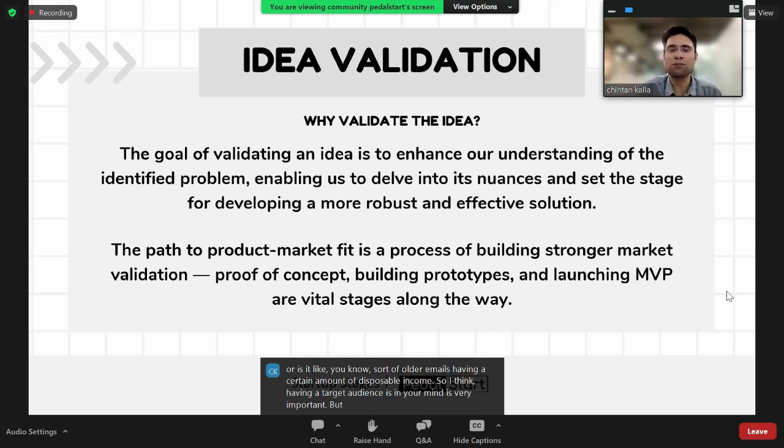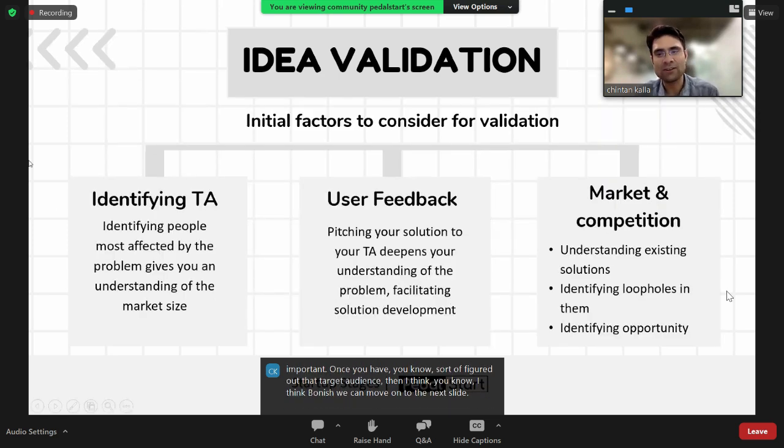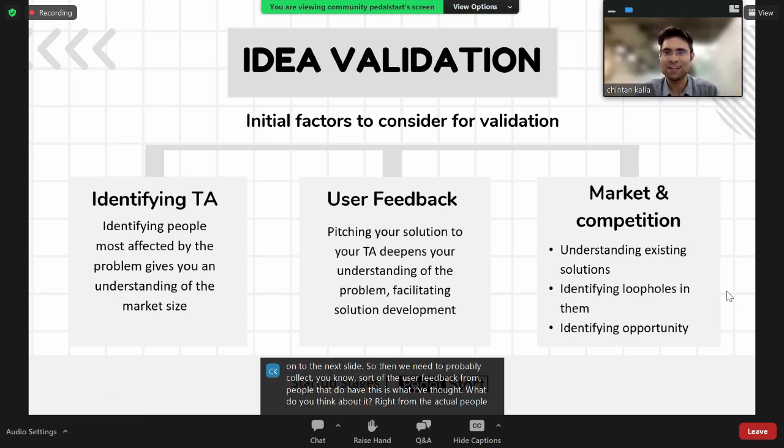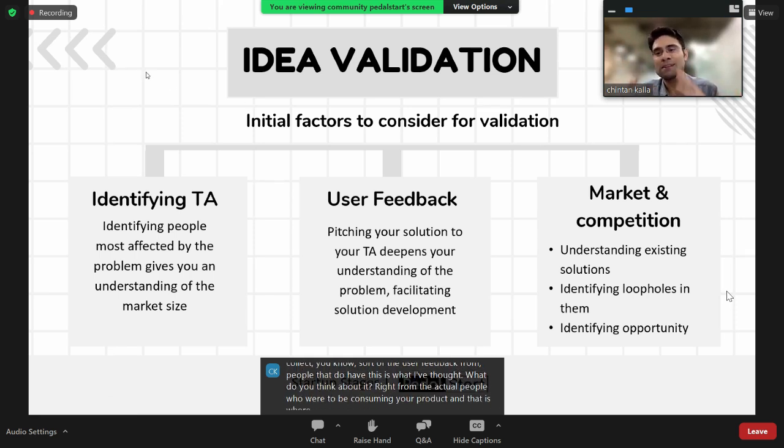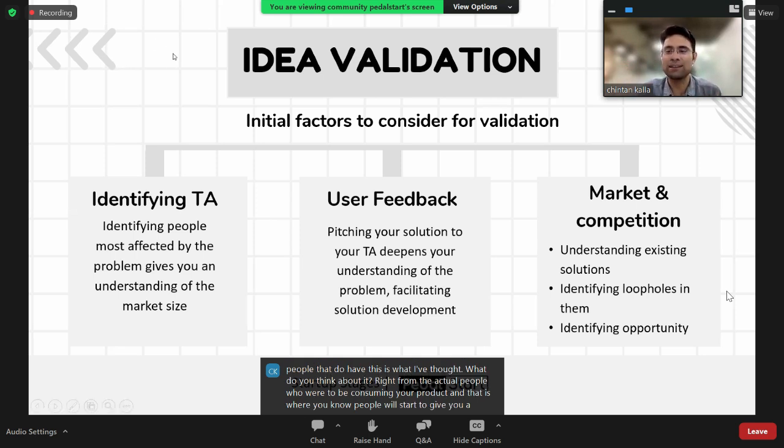Once you have figured out that target audience, then I think Monish, we can move on to the next slide. So then we need to collect the user feedback from people, that okay, this is what I've thought. What do you think about it, right? From the actual people who are going to be consuming your product. And that is where people will start to tell you, okay, "Boss, this is not going to work at all." This is something which we don't even require.